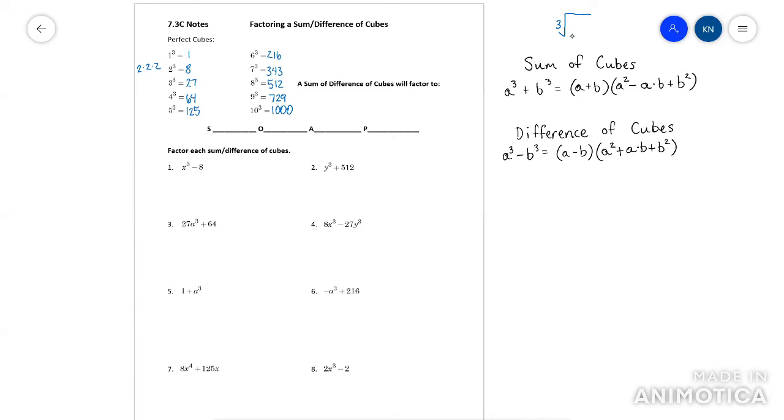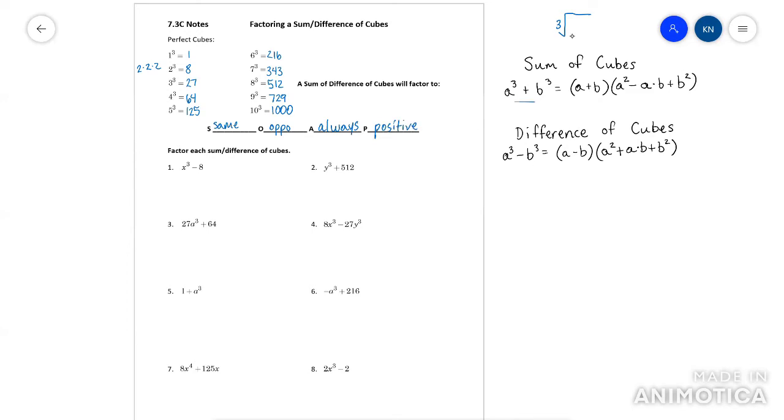All right, now what it says here is SOAP, and this is referring to a way to memorize this equation. Basically, it says same, opposite, always positive. It's talking about the signs.